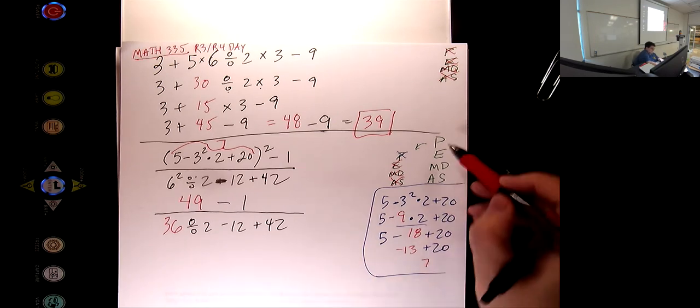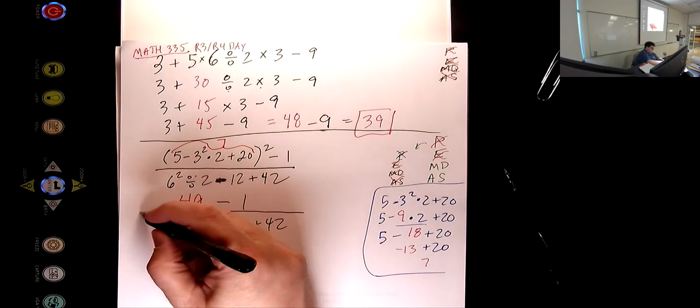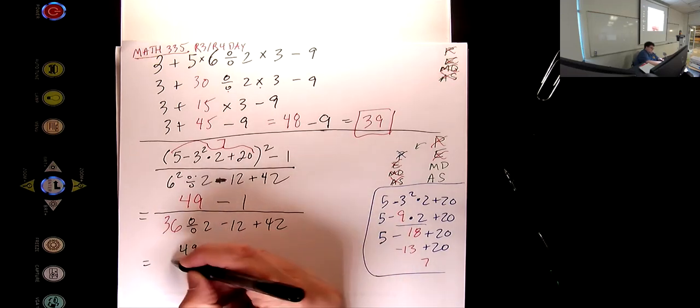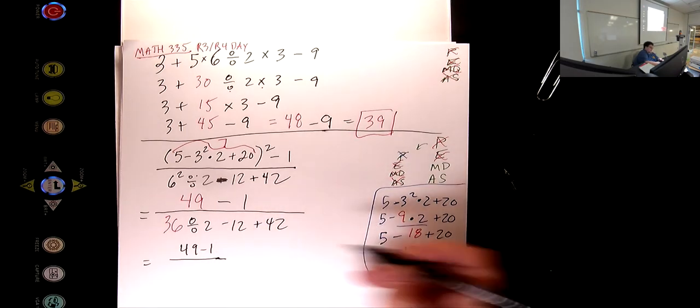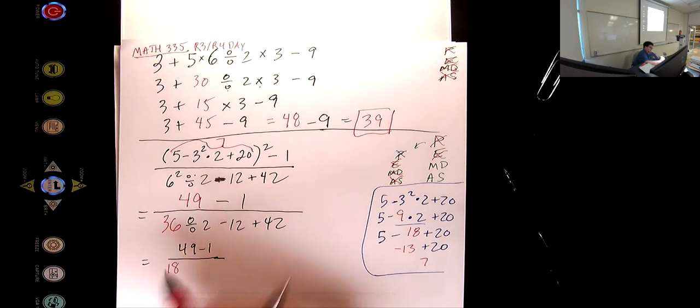Now I've hit my exponents and I can go on to multiplication and division. The top doesn't have any, so it's gonna stay the same. It's gonna be 49 minus 1, although in reality, I'd probably do that all at once if I wasn't teaching this. 36 divided by 2 is 18.